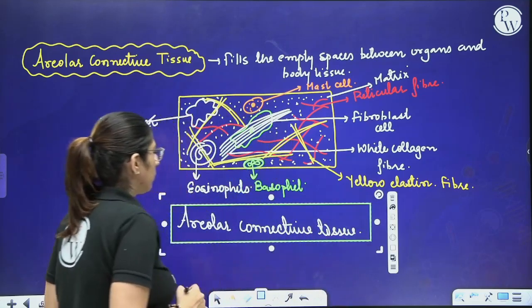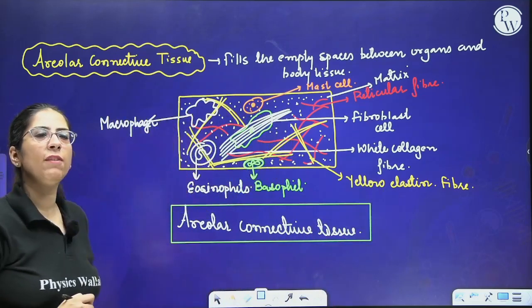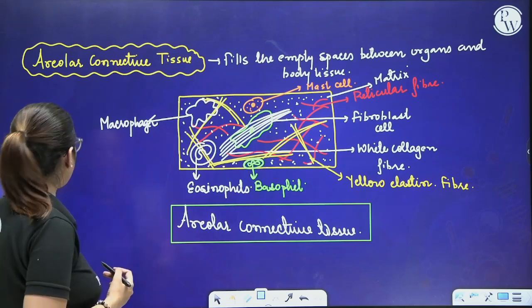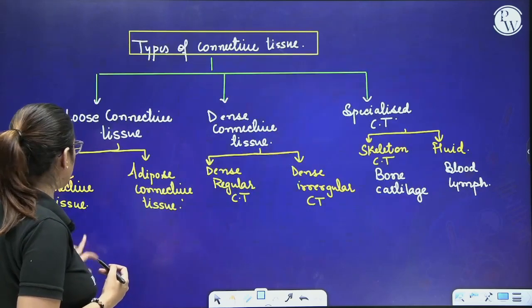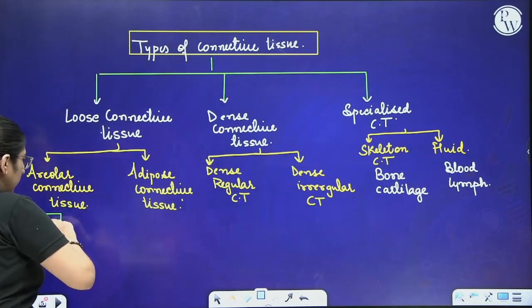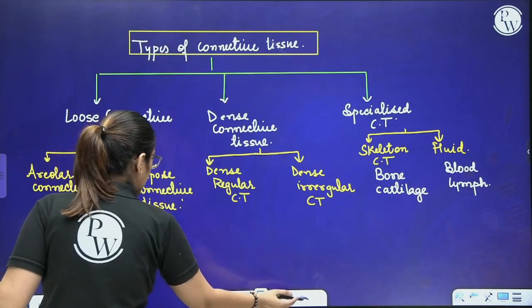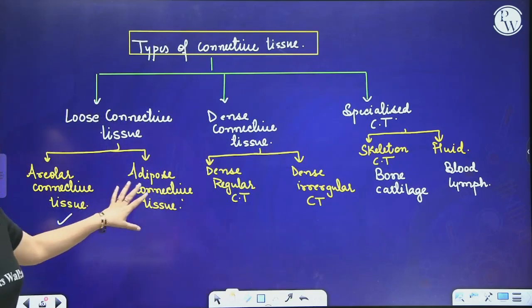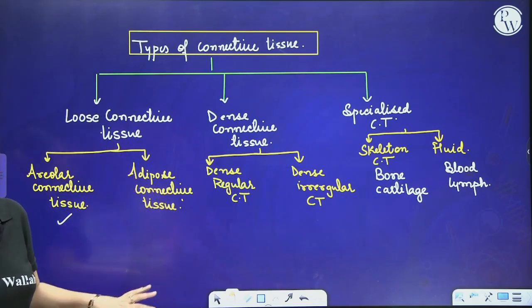Areolar connective tissue. So, shall we proceed further? Can we move towards the next topic? So, we are done with the areolar connective tissue. This one is done. I have given you this example also. This is done, areolar. Let's talk about the adipose connective tissue.